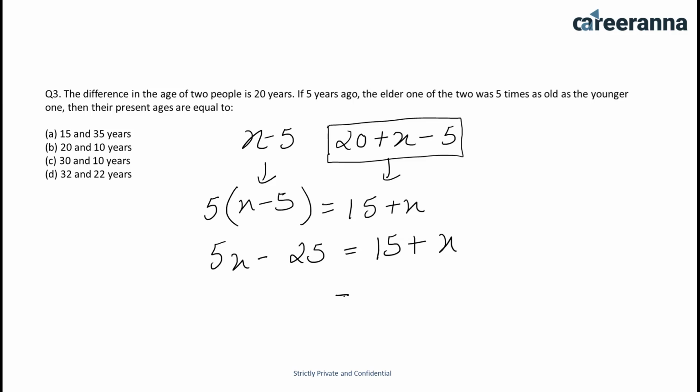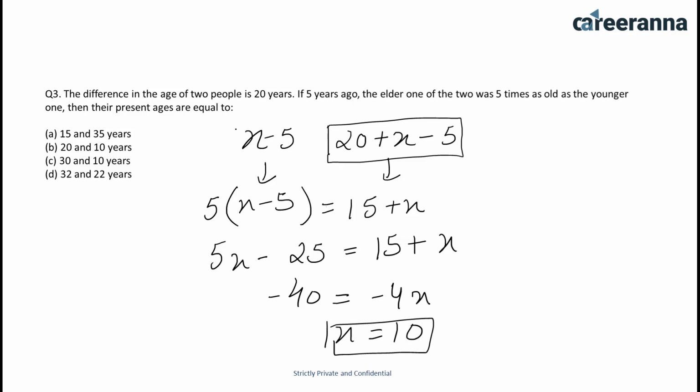So it will become minus 4x, then we get the value of x is going to be 10. So we know the value of x, which is 10. Now we can calculate the age.